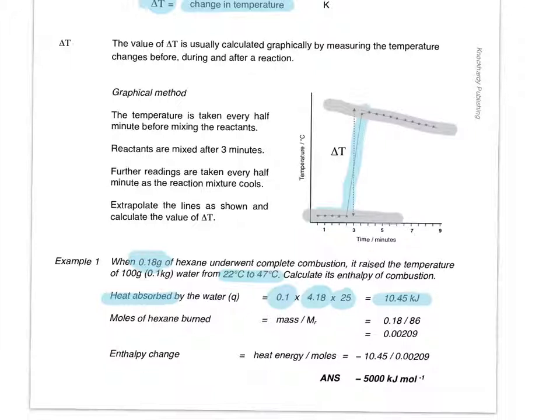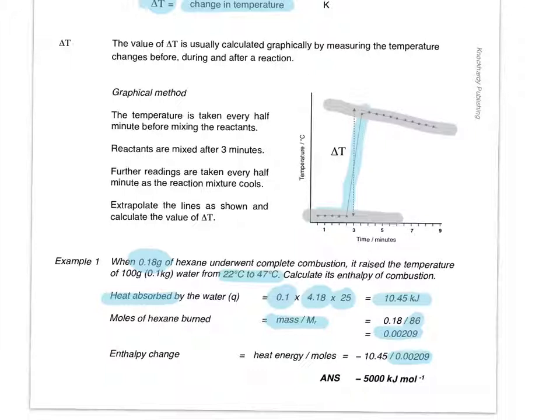I said that they'd given you the mass of the chemical. If you know the mass of the chemical, you can work out how many moles of the chemical you have using your amount of substance calculation of moles equals mass divided by formula mass. So the formula mass of hexane you could work out from the periodic table is 86. So in this experiment, to get 10.45 kilojoules of heat absorbed by the water, we used 0.00209 moles of hexane. So if I actually wanted this per mole, I would need to divide by the number of moles that I've actually done it for. So you take the heat energy and divide by the number of moles to get it in kilojoules per mole.